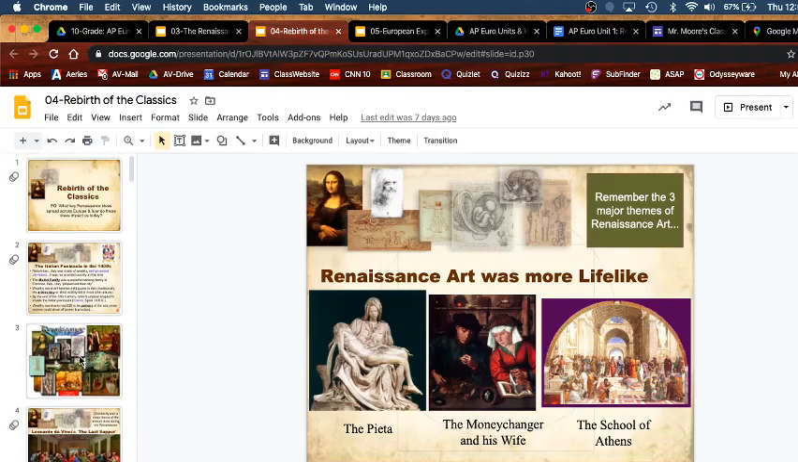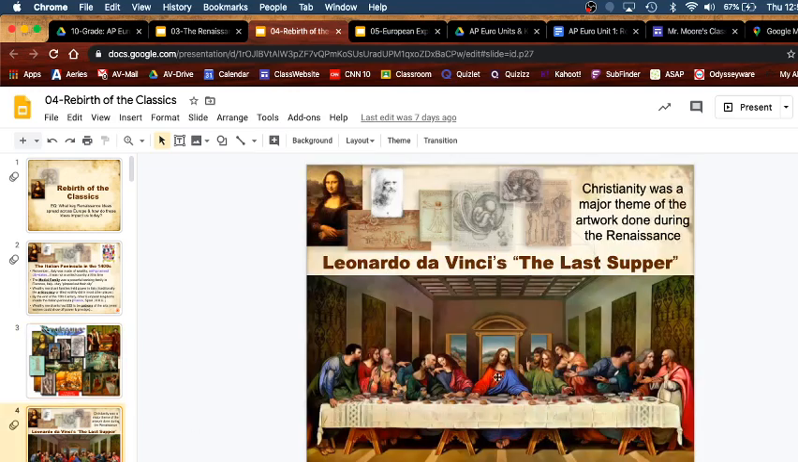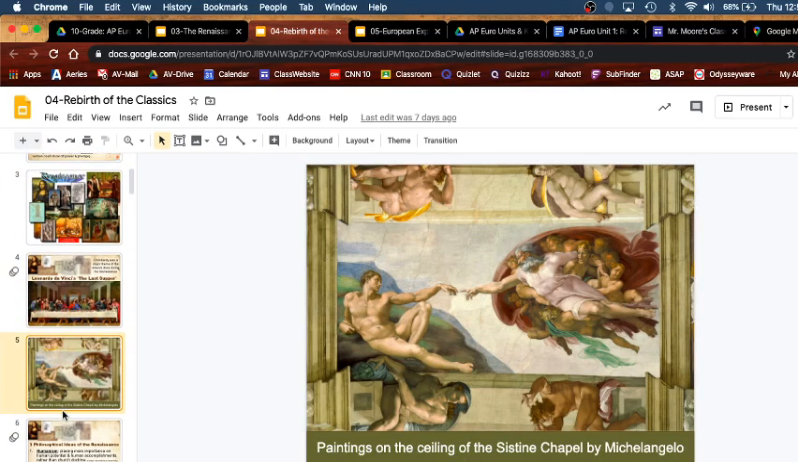So as we went through this, I tried to remind my students that there's three basic themes in Renaissance art. One of the themes is Christianity, church stuff, glorifying God. So that's one of the themes. Here's just an example of church stuff, like Da Vinci's Last Supper or the Sistine Chapel. Obviously, there's paintings of Mary, like the Madonna, again and again and again.